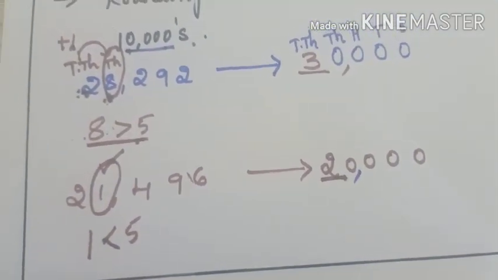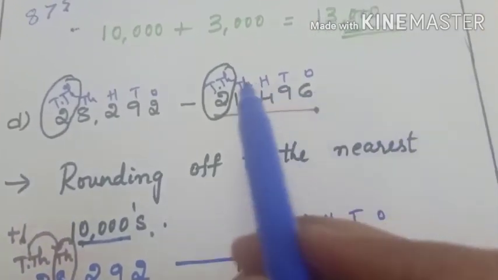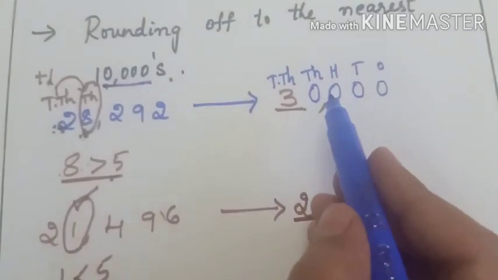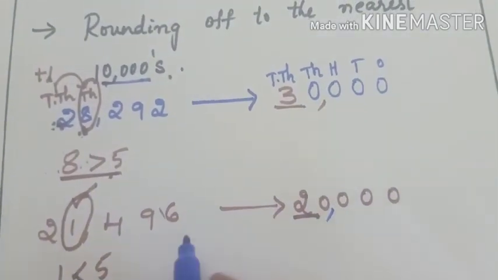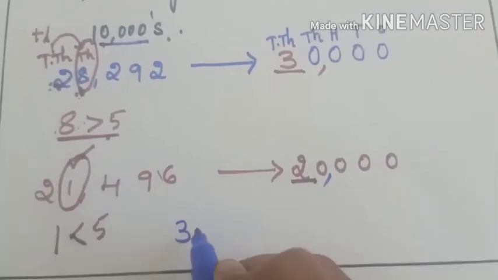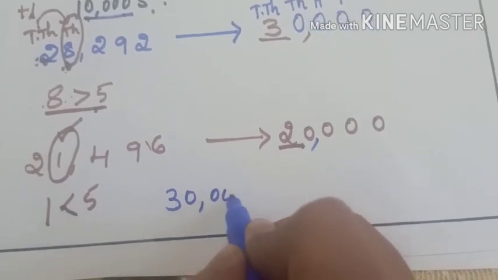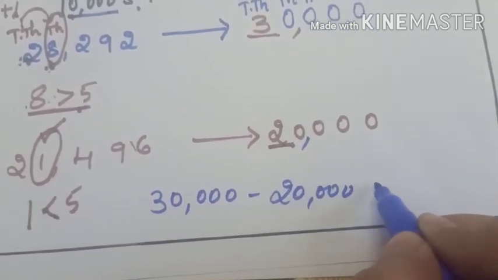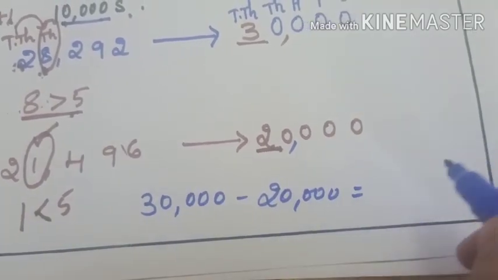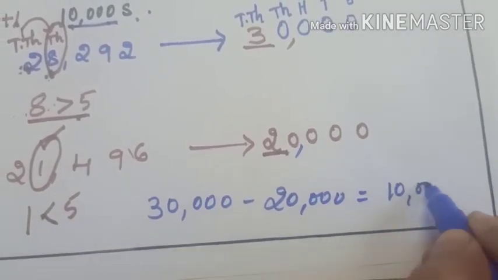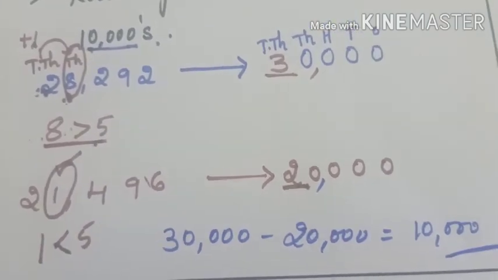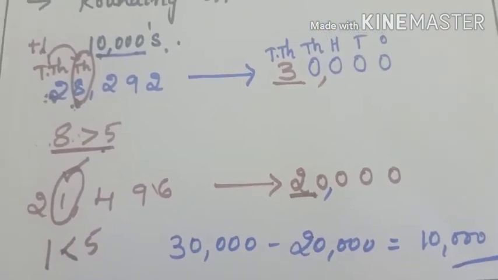So the final answer becomes 20,000. Now since in the question they have given to subtract, you have to subtract 30,000 minus 20,000. So 30,000 minus 20,000 will become 30 minus 20 is 10, right? So 10,000 is your final answer. Shall we move to the next one?